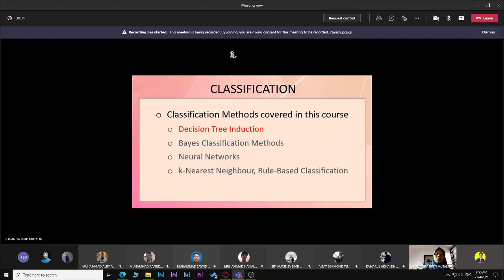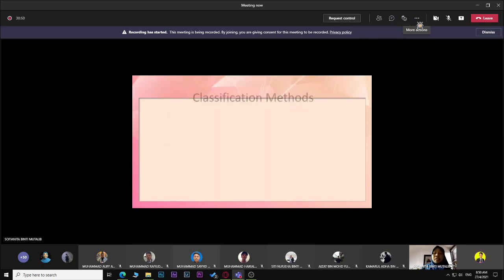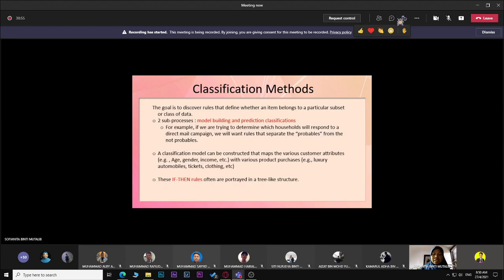Okay, so what we are going to cover in this subject, we are going to focus on decision tree. We are not going to look at all of these. Definitely you have already done Bayesian in your own subject, and this one should have been done in knowledge base also. Actually, there are many more algorithms.